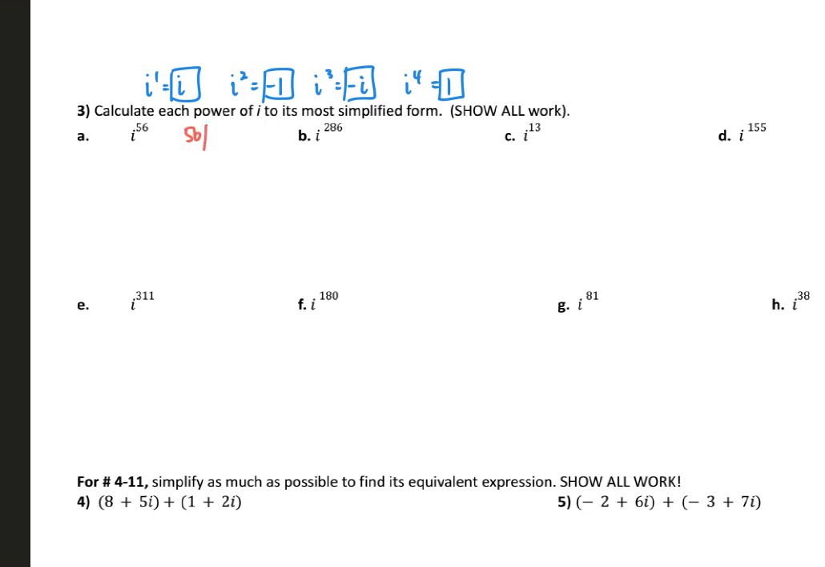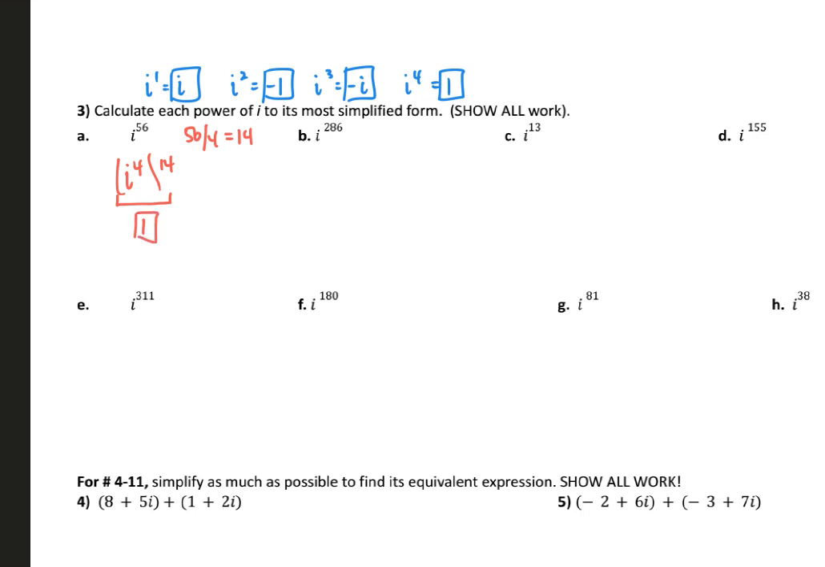So 56 divided by 4 is 14, which means I could rewrite this as i to the fourth to the 14th power. And since 4 times 14 gives us 56, we know that this simplifies down to 1 to the 14th power, so our final answer is going to be 1.